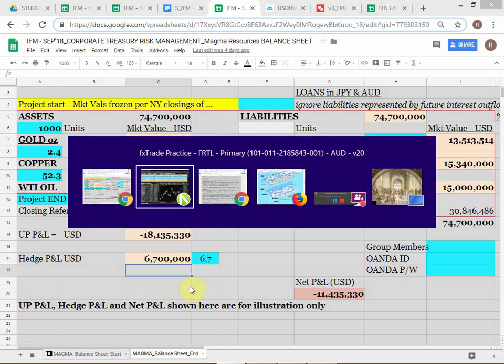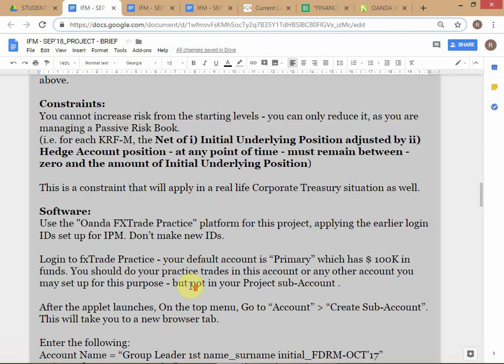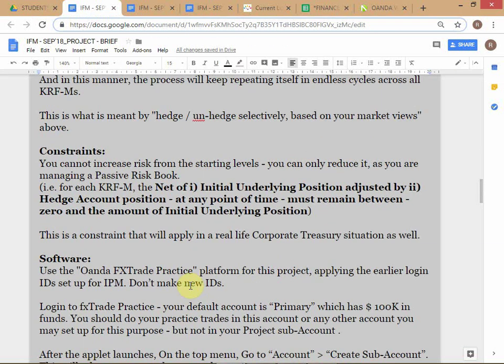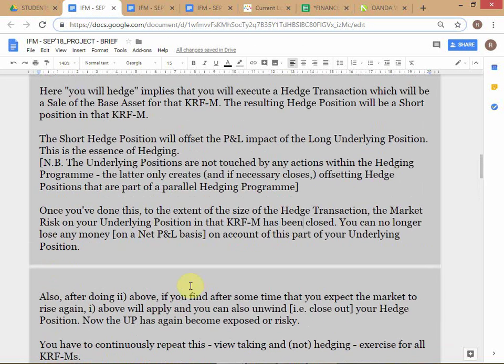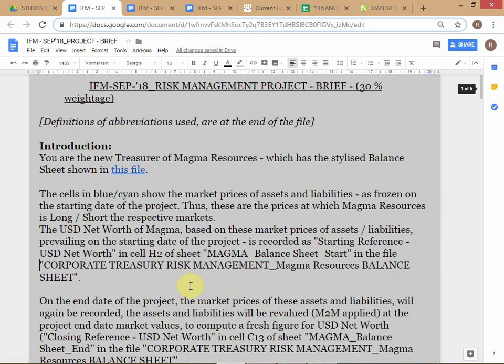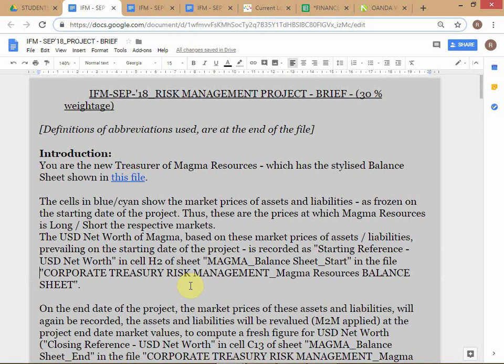Let's look at some other important constraints which you need. I think from this now you will get a good idea of what to do. Okay, I will share this brief with you later on.